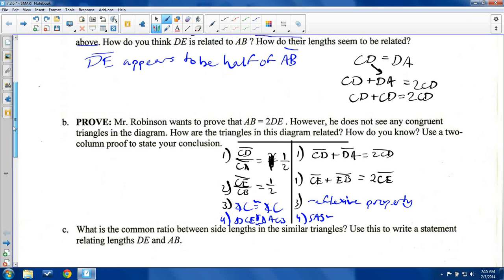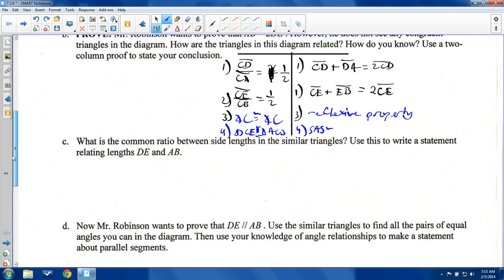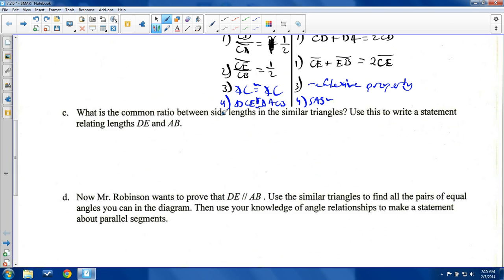Okay, I should have given you more room for the 2-column proof. Sorry that this is a mess so far. The common ratio between side lengths in similar triangles. So we do have that triangle DCE is similar to triangle ACB.